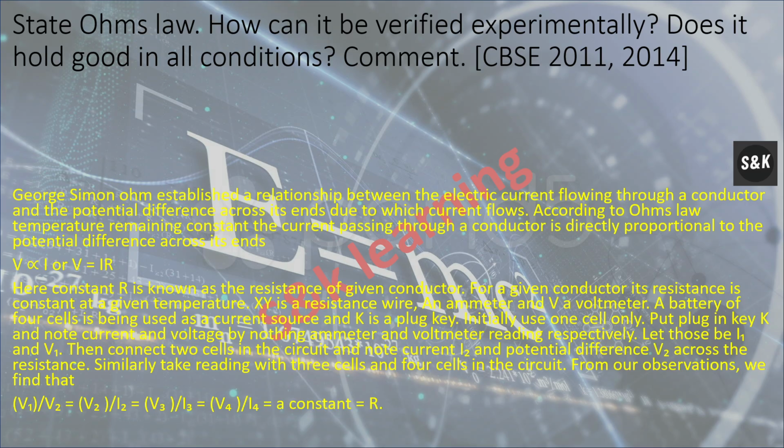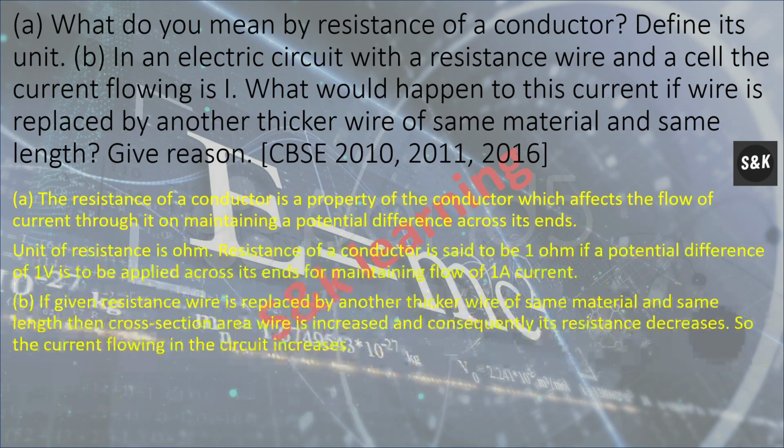Then connect two cells in the circuit and note current I2. What do you mean by the resistance of a conductor? Define its unit. The resistance of a conductor is a property of the conductor which affects the flow of current through it on maintaining a potential difference across its ends.